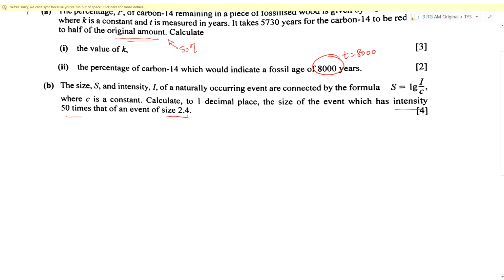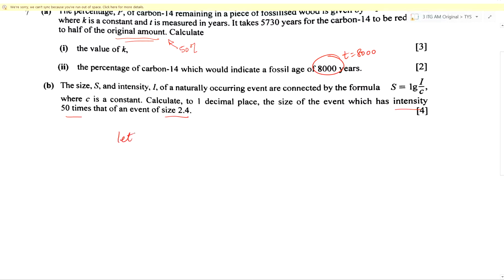So we know that here we are dealing with two separate events. The first event has a particular intensity. It has a corresponding size of 2.4. The second event has an intensity that is 50 times of the previous event, and they want you to find the corresponding size. So let us write some of this information down first.